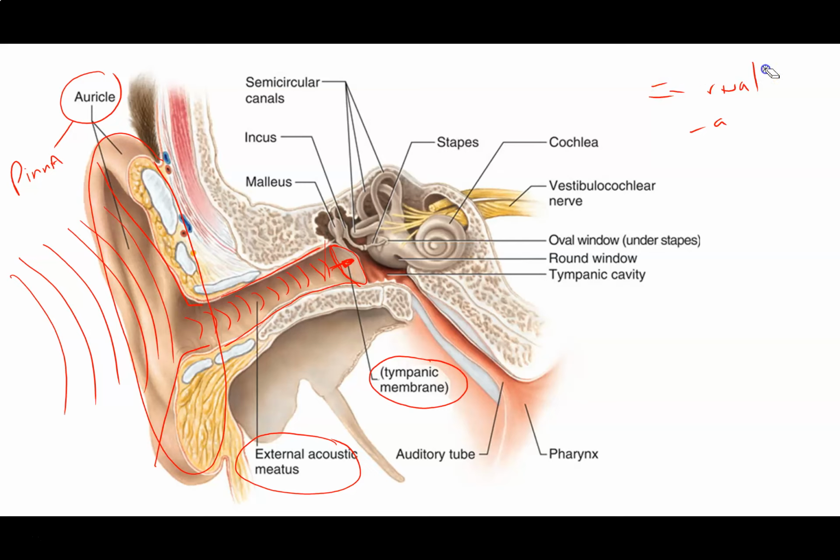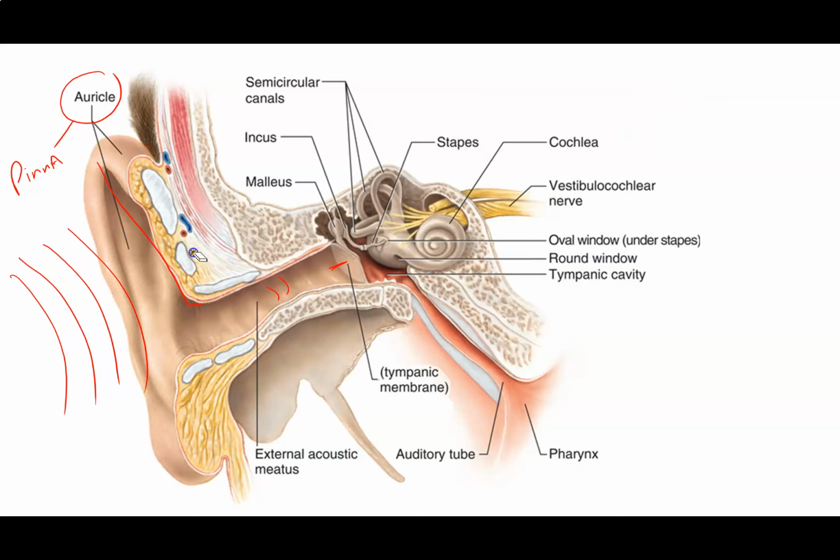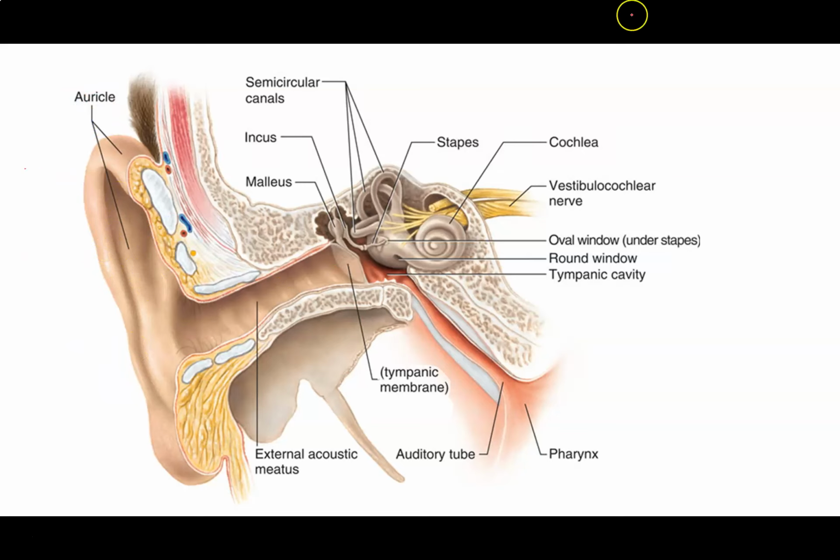Let's go ahead and talk about the middle ear. So the middle ear begins where the external ear ends. The middle ear is basically an air-filled space between the tympanic membrane and the temporal bone. So there's a space right there. That's the middle ear. Okay?